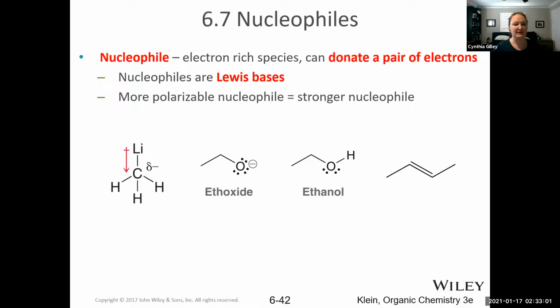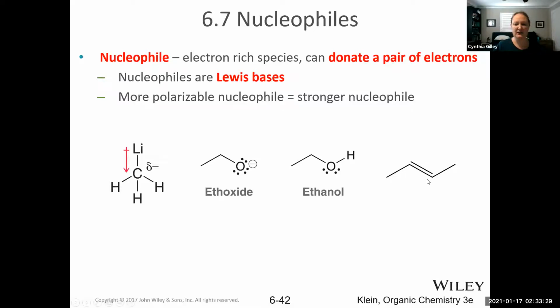Polarizable refers to size. So the larger the atom, for example, we don't see any up here, but if we had a sulfur atom with either a negative charge or even neutral, it's actually a strong nucleophile because sulfur is a much larger atom. And that makes it more polarizable, which means it can distort its electron cloud more easily and thus donate that electron density to an electrophile.